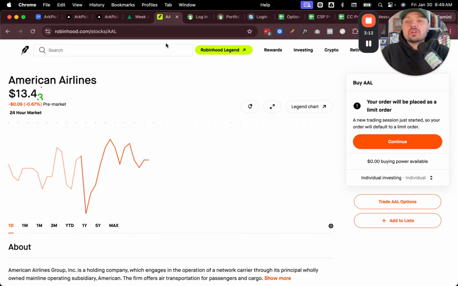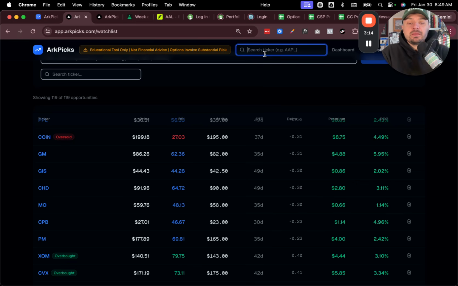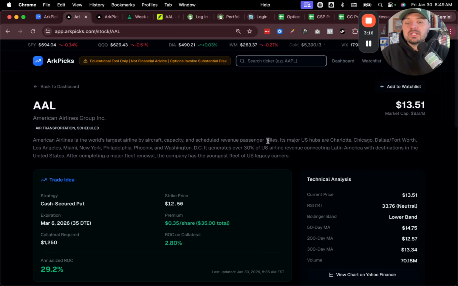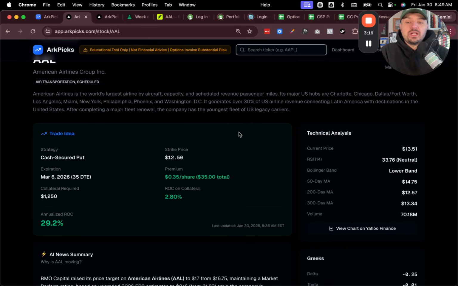So let's just use American Airlines as an example here. Let's type in AAL here in Ark Picks and take a look at a potential setup idea. Right here, we could see we could do a cash secured put expiring around 35 days from now, and we're collecting about a 3% return on our collateral. We're collecting about $35, dividing it by 12.50.